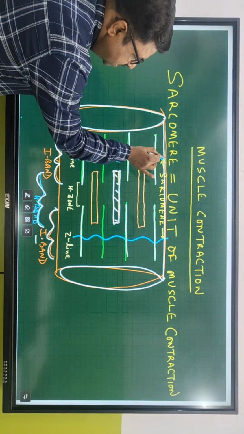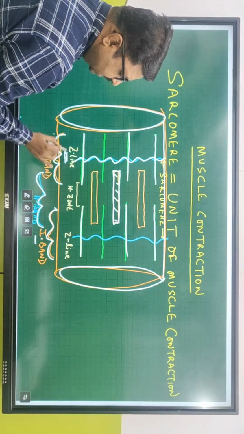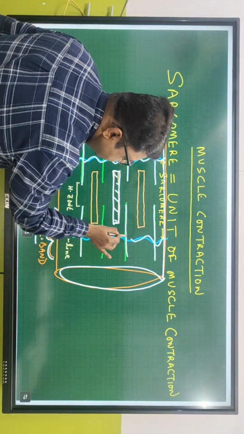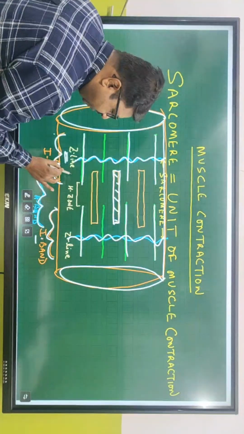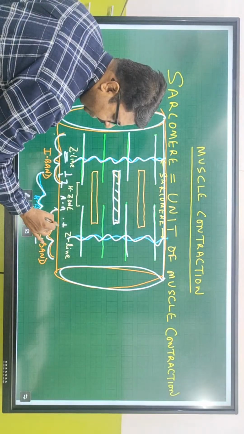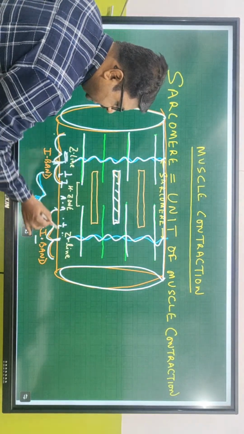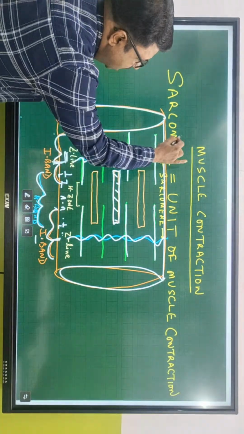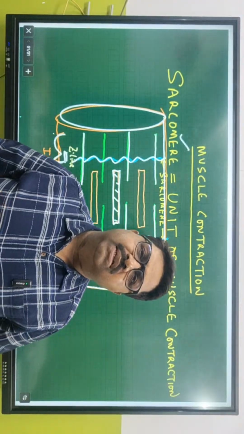In between this actin, you can see a particular line which is called the Z line. And again over here, this is a Z line. Between the two Z lines, half of the I band is present, the full A band is present, and half of the I band is present. The gap between Z lines is called the sarcomere. The sarcomere is called the unit of muscle contraction. That's what we discussed in the last class.